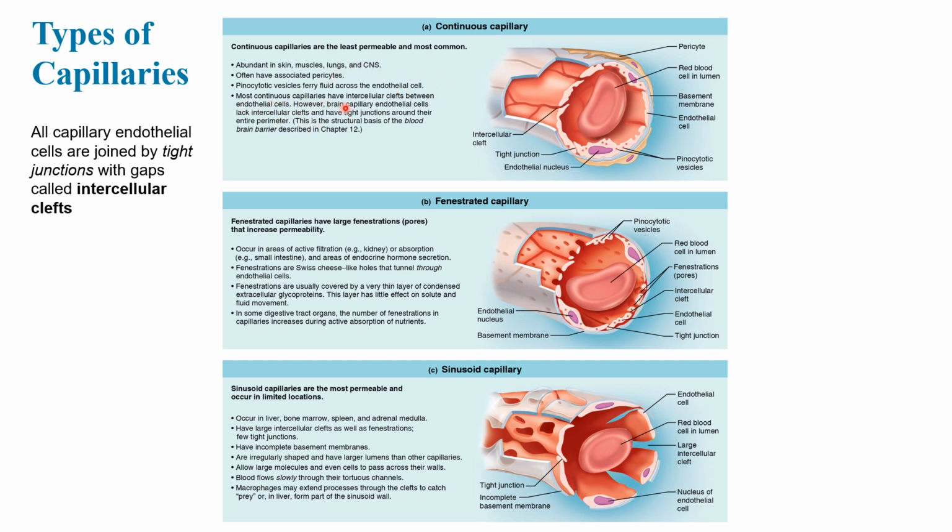They are the most continuous capillaries. They have intercellular clefts. These are intercellular clefts between the endothelial cells. But these clefts are absent in the brain. So this is where the blood brain barrier is formed. These clefts are tight, they are closed. So the endothelial cells are tightly closed in the brain, and this makes the blood brain barrier. So this was about the continuous capillaries: the most common, the least permeable, associated with pericytes. In the brain the clefts are absent. There are tight junctions all around the cell, and that makes the blood-brain barrier.